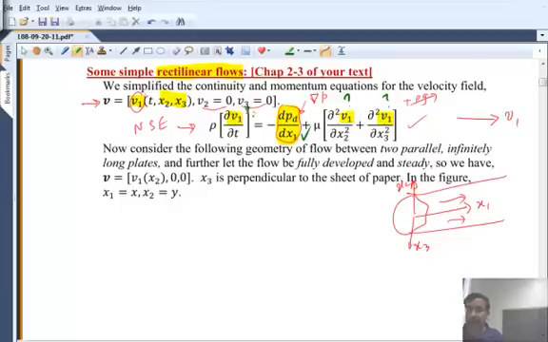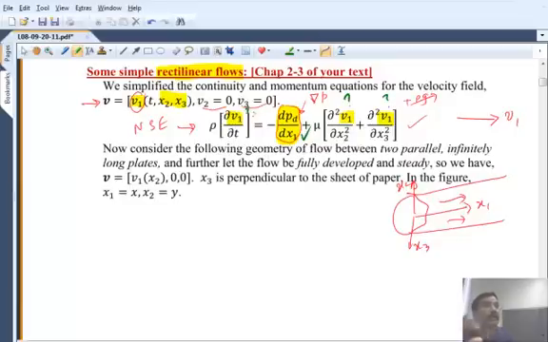v1 appears in all these places. But v1 doesn't have any nonlinear term. There are no products of v1 or derivatives of products of v1. So that would be classified as a linear partial differential equation, which in principle can be solved analytically. Of course, we can also solve that using COMSOL very easily. But we are going to simplify the problem even further.